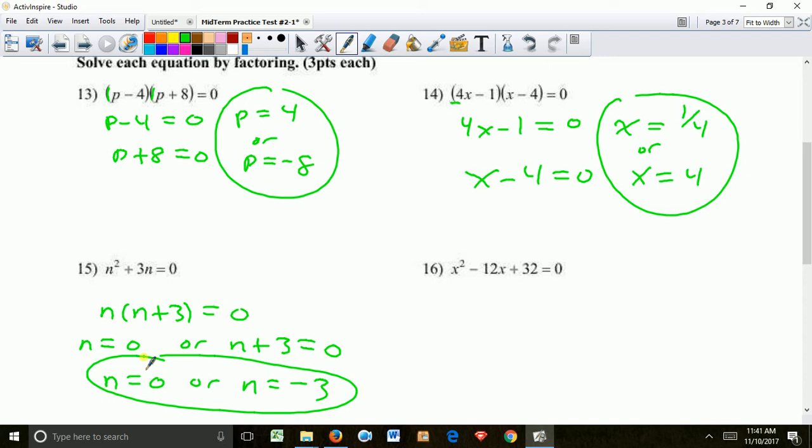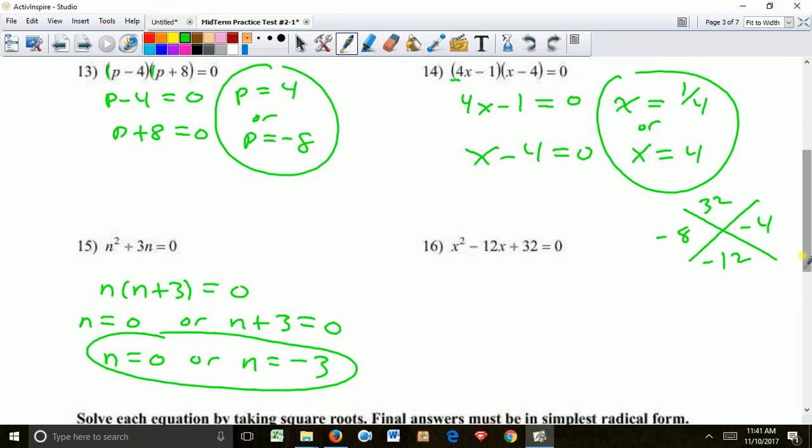Here you need to find factors of 32 whose sum is negative 12. In this case, we're going to get negative 4 and negative 8. So now we get x minus 8 as a quantity times the quantity of x minus 4 is equal to 0. In the case of this one, you can think the opposite and get x is equal to 8 or x is equal to 4.